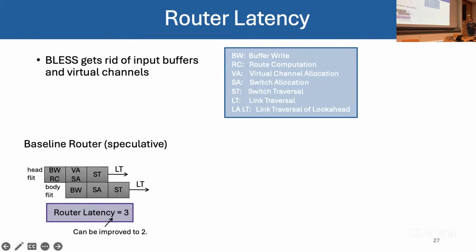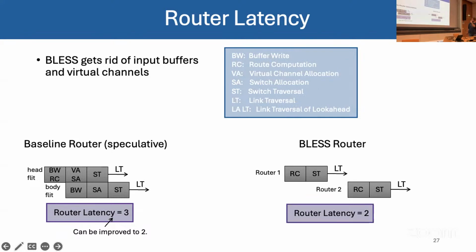So BLAST gets rid of input buffers and also of virtual channels. Let's first look at the baseline router. There we basically have a router latency of 3. In the first cycle, we have to do a buffer write, then route computation, then virtual channel allocation and switch allocation, then switch traversal, and then we can send that flit out. This can actually be improved to 2 cycles by using speculative forwarding techniques. And for the experimental evaluation, we'll also use a latency of 2 for our baseline routers.